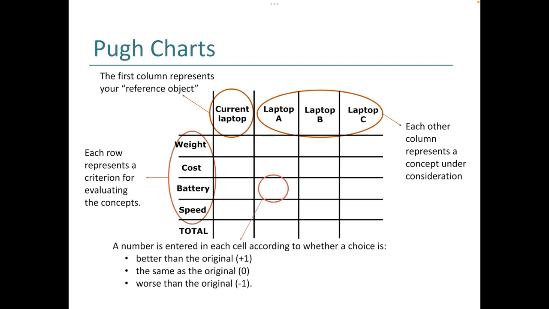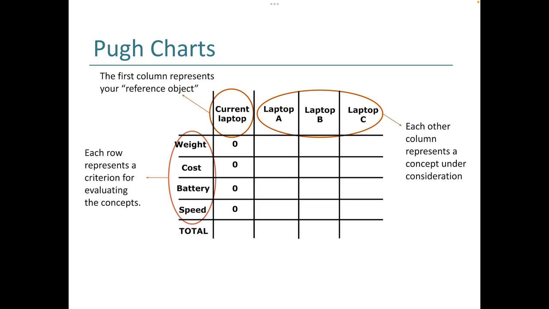And then you're going to put a number in each of these spots according to whether it's better, the same, or worse. So it's either going to be a +1, a 0, or a -1. So your current laptop is going to get a score of 0 because that's what you're comparing everything to. So your reference object always has scores of 0.